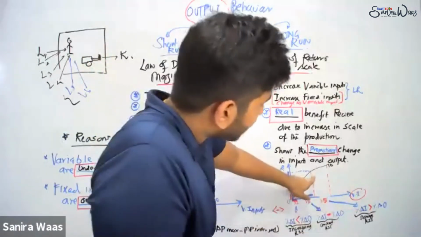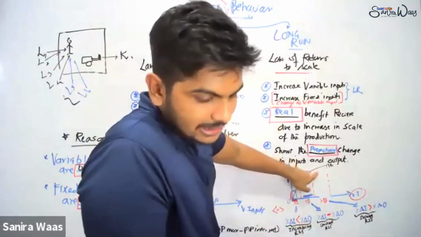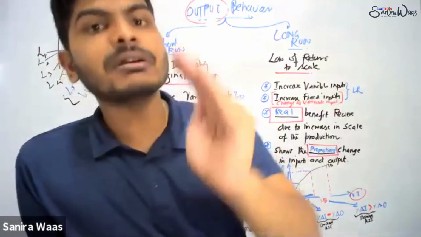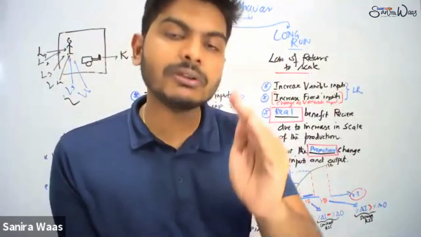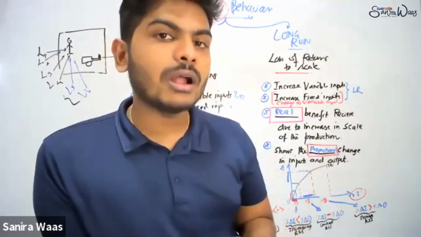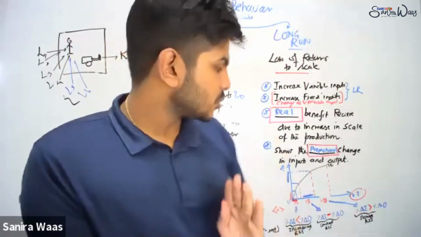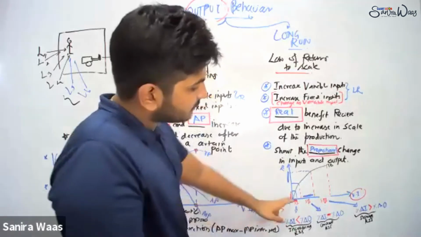Because look, your TP is still increasing. TP එක අඩු වෙන්නේ නැහැ. ඒත් TP එක වැඩි වෙනවා. ඒකින්ද scale එක වැඩි වෙන්න ඔයාගේ TP එක අඩු වෙන්නේ නැහැ. වැඩි වෙගෙන යනවා. That is called law of returns to scale. So in the returns to scale graph, we have three stages.